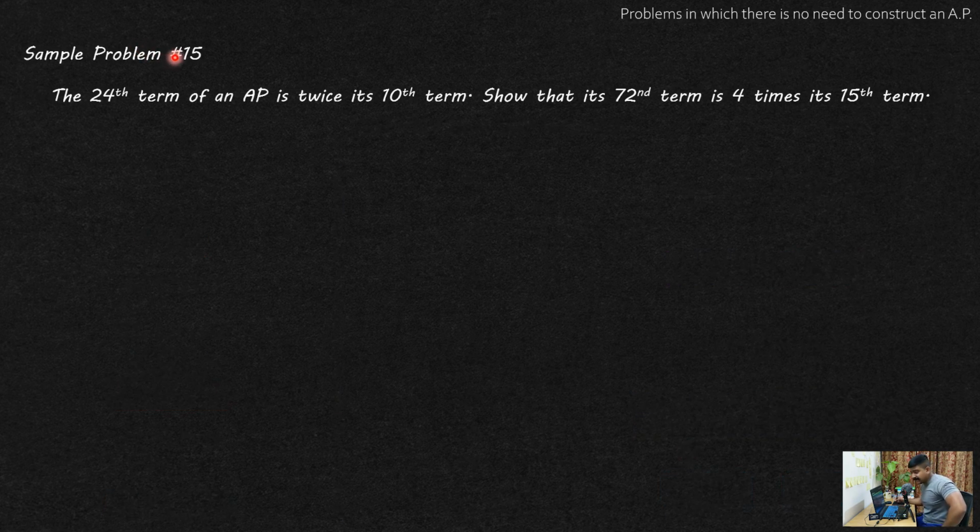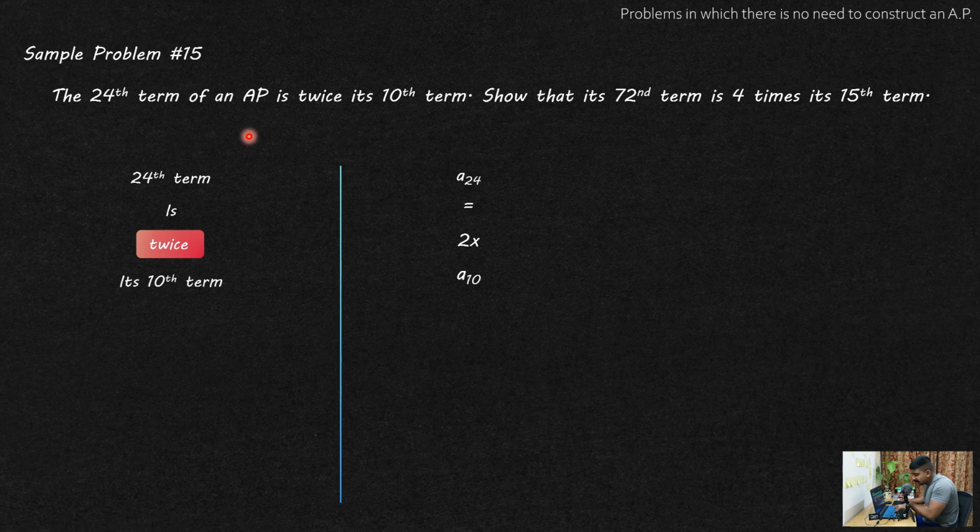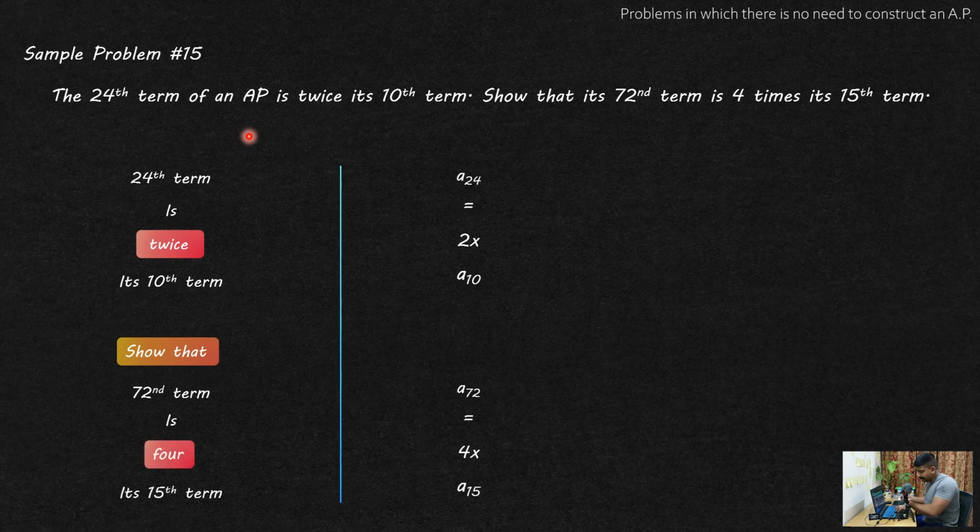Now we are moving towards the second last problem of this video. The 24th term of an AP is twice its 10th term. Show that its 72nd term is 4 times its 15th term. Now draw a vertical line. 24th term is twice its 10th term. You need to show that the 72nd term is 4 times its 15th term.